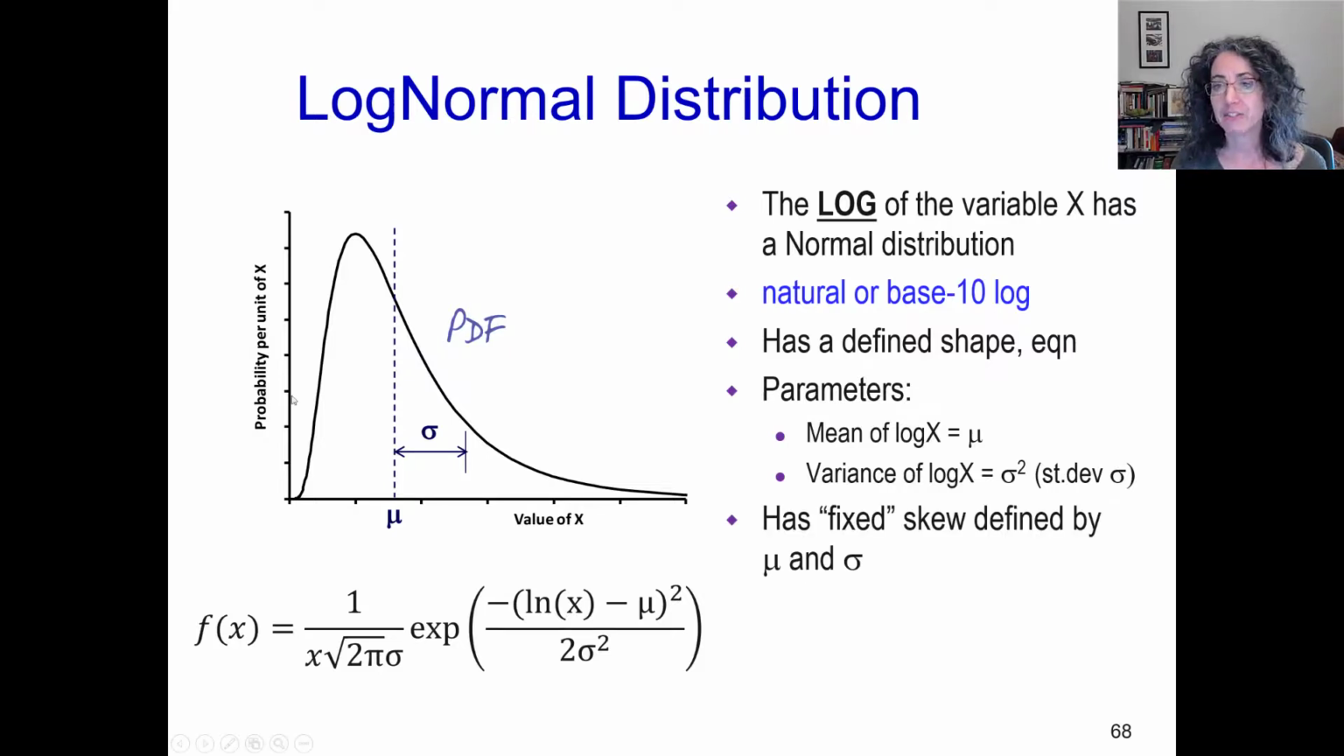It has a defined skew. We can see from the PDF that this is not symmetrical. It has a positive skew with a long upper tail, but it's not always the same skew. It has a skew that is defined by the ratio of the standard deviation to the mean. So the larger the standard deviation, the more this upper tail will extend.